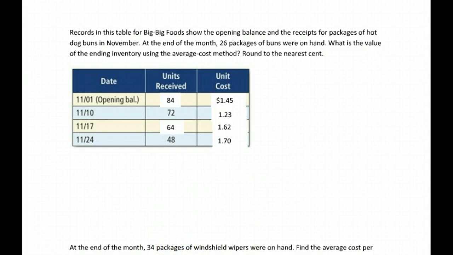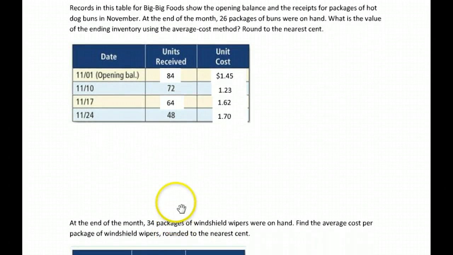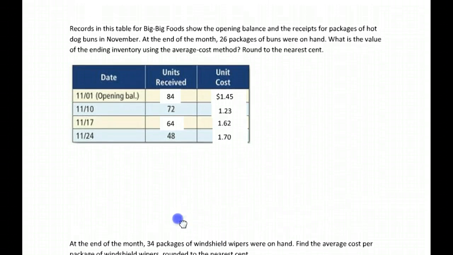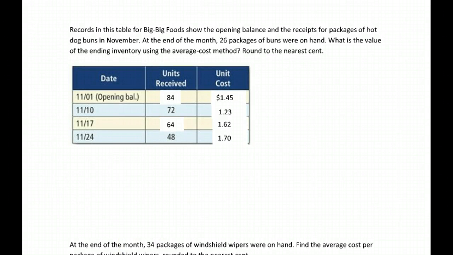Alright, let's take a look at another. Again, it's really important to read these questions to see exactly what they're looking for, and then answer from there. Okay, so here we have records at the Big Foods Show has an opening balance of receipt for packages of hot dog buns. At the end of the month, they have 26 packages on hand. What's the value of the ending inventory using the average cost method? Again, we're going to learn 2 other methods, so knowing the average cost is just the first one.